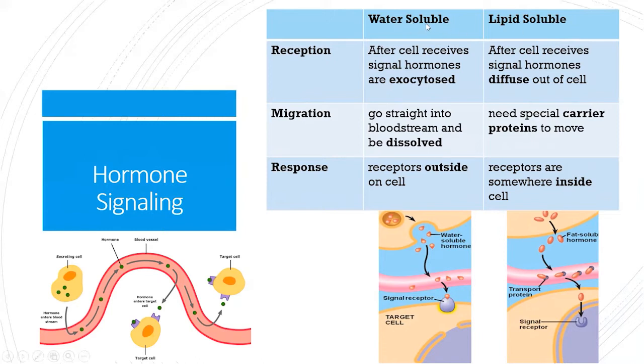So water soluble, you have to remember these are going to be polar compounds, and polar compounds are not able to just go through lipid bilayers because that's a non-polar area, right? So for reception, after a cell receives some sort of signal and is told, hey, release this hormone, the water-soluble hormones have to be exocytosed from the cell. So you can see that here, because they can't diffuse through that membrane.